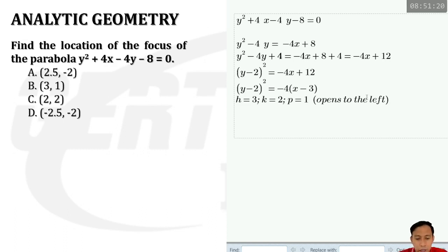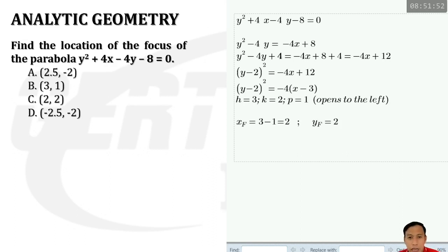So, ibig sabihin yan, yung x-coordinate ng focus, x-coordinate of the focus, it should be equal to 3 minus 1. No? Should be 2. And yung y-coordinate, that should just be the same with the y-coordinate of the vertex. Okay? So, that's it. 2, 2. No? 2, 2. Letter C is the answer. Okay, letter C.